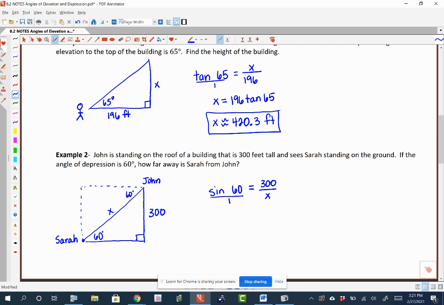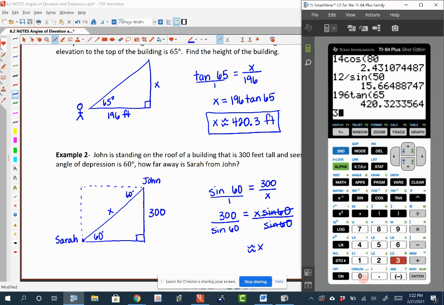So I'm going to cross multiply. 1 times 300 is equal to x times sine of 60. I need to do some division. Divide that sine of 60, that ratio, to my other side. So my sine of 60s will simplify, and I'll get about the distance that John and Sarah are apart. So I'm going to take 300 and divide it by the sine of 60. So it looks like they're about 346.4. Let's see again where it looks like we're in feet. So this would be feet away.